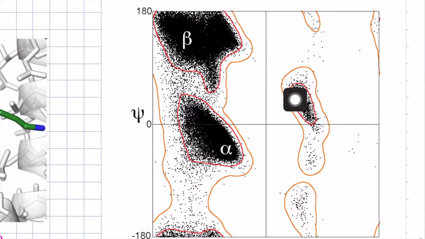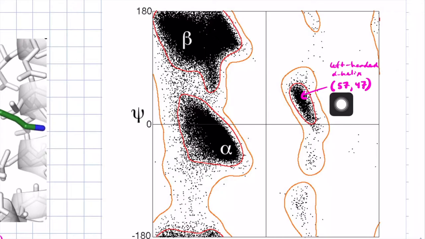If you look here, here is the region of the Ramachandran plot that has plus 57, plus 47. And it turns out that if you have a phi psi angle of plus 57 and plus 47, you would make a left-handed alpha helix. And because of side chains, there's not that many amino acids that can adopt this left-handed alpha helical conformation. There are a few, and we can talk about them later.